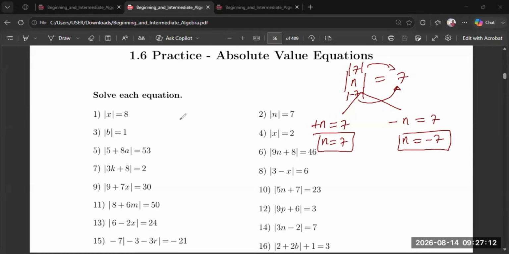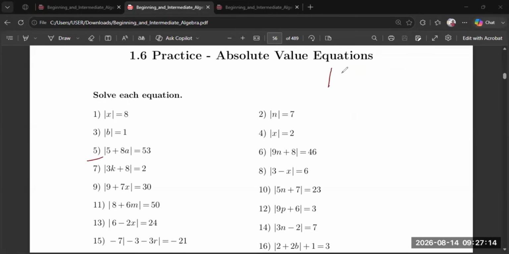Let's do question 5. We have absolute value of 5 plus 8a is equal to 53. Okay? Sorry, this is 53, not 63. I have to clean that up real quick. 53. Good. Now, like I said, absolute value always gives us two equations.